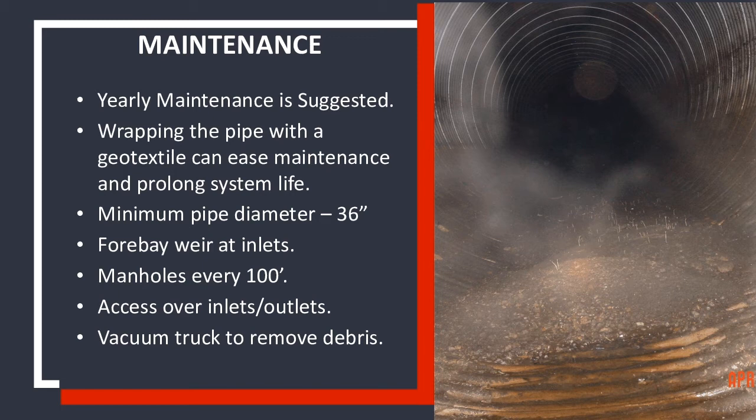One way to really keep things confined is to put 4 bays around your inlets. That keeps your larger trash and sediments in one place. And then having manholes about every 100 feet. That really just allows for good access to these places and makes it a heck of a lot easier to maintain them. And then also access over your inlets and your outlets, so that you can see that those ways are clear.